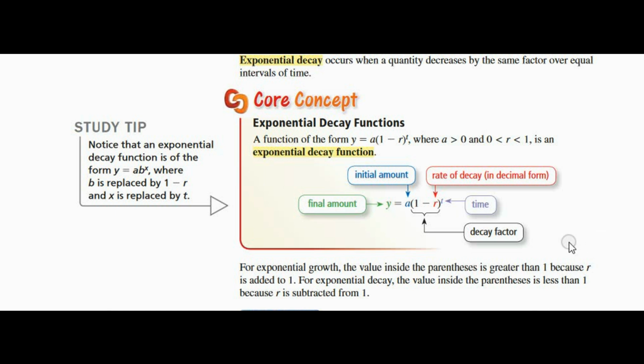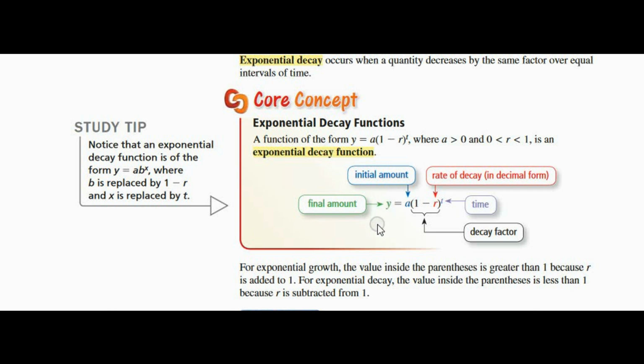So here is this idea of exponential decay. This is also in your packet, I believe, and it's also in your book. So you should know where to find it in both places. Notice over here the study tip. Notice that, and this is what I was talking about in the last little segment about exponential growth, an exponential decay function is of the form y equals a times b to the x, where b is replaced by 1 minus r because it's decay, and it's losing value instead of gaining value, and x is replaced by t because we're talking about what happens to something over time.